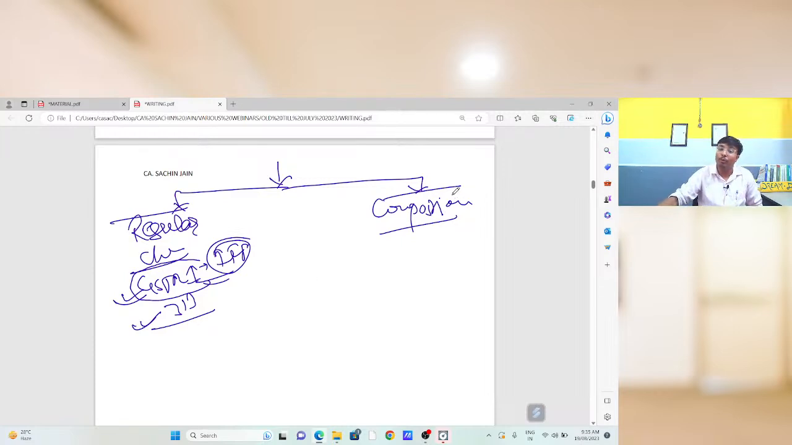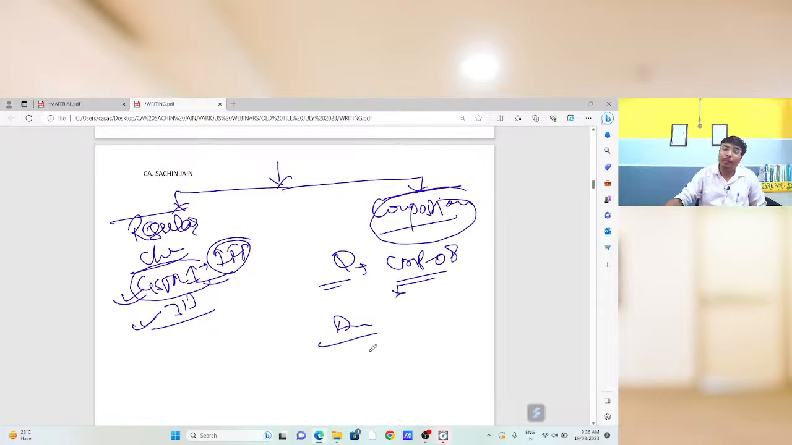But in case of the composition scheme, I just need to make the payment of taxes on a quarterly basis. Suppose in a particular quarter I have made supply of 5 lakh rupees. In that case, if I am a goods trader, I need to pay taxes of 1% of that 5 lakh rupees. Okay, 5,000 rupees I need to pay quarterly under form CMP-08. And also I need to file one annual return, that is GSTR 4, and in that return I need to submit my annual summary by 30th April of the next year.